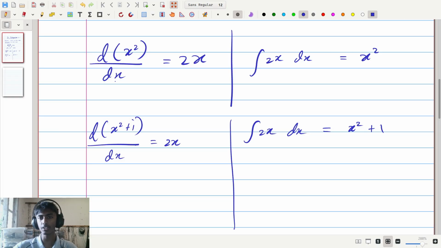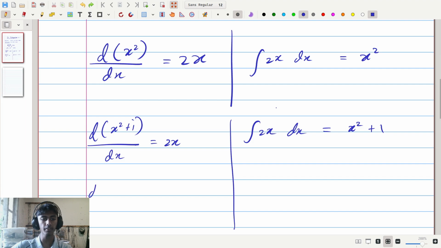And now we can see we have two different answers for a single input. If we treated integration, or antiderivation, as a function, a single input of 2x appears to be giving us two outputs, x squared and x squared plus 1. So then, which is it? Well, it's neither of them.